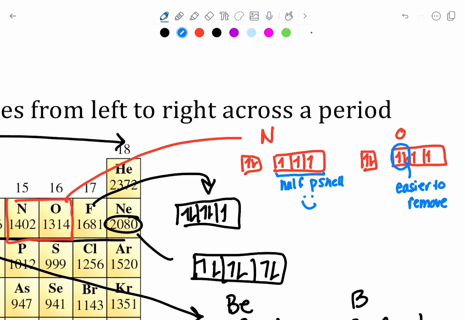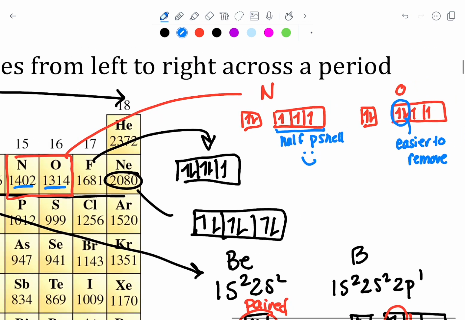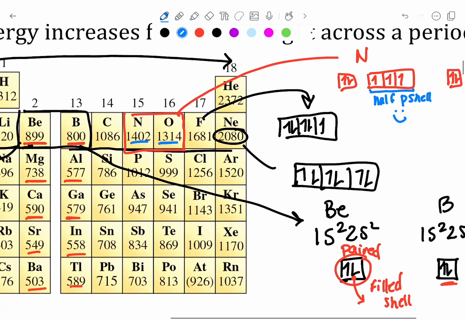Okay, so that's why we see this trend in nitrogen and oxygen where the ionization energy of oxygen is a lot lower than nitrogen because nitrogen has a half-filled p orbital, whereas oxygen has this extra electron compared to nitrogen that is easier to remove. Okay, so we see that also with phosphorus and sulfur, and then as we go down the periodic table, it gets closer together where those ionization energies are almost the same.